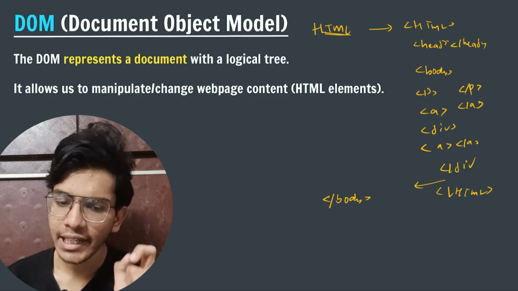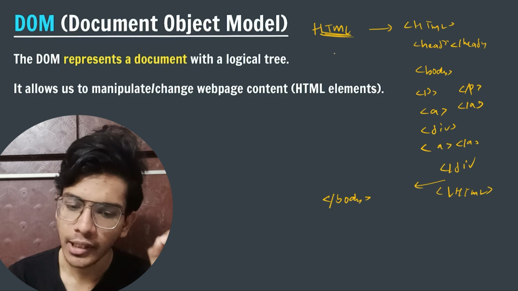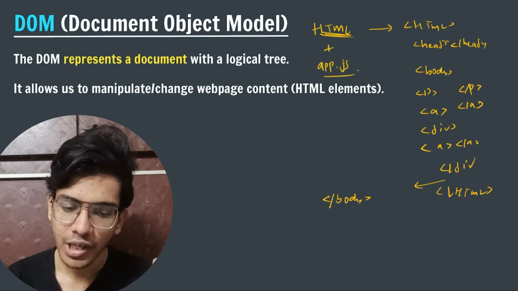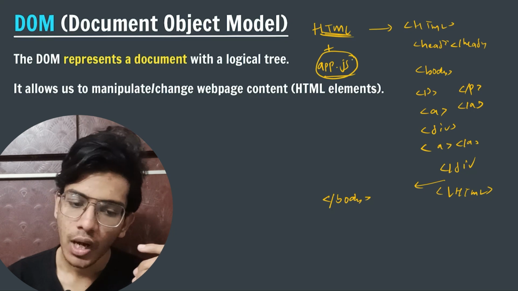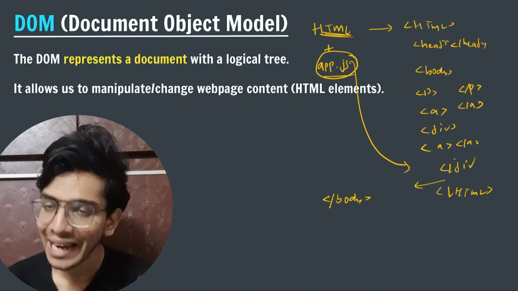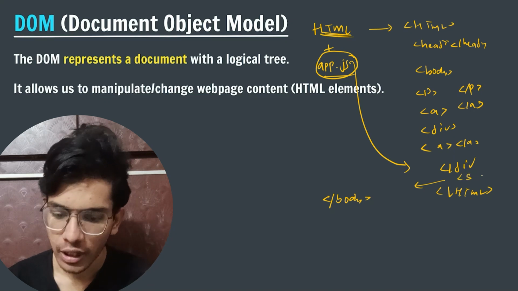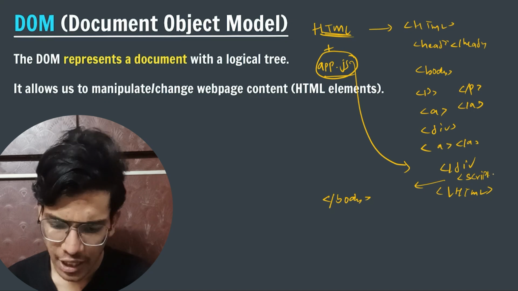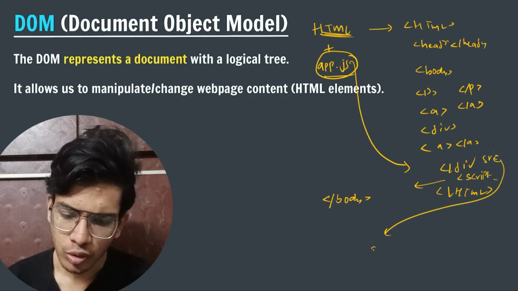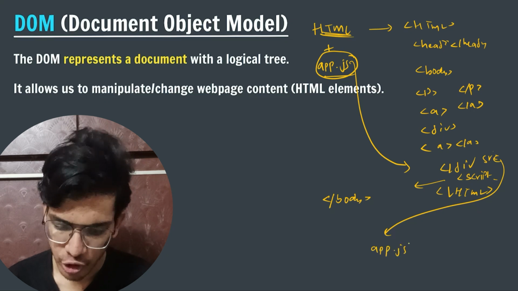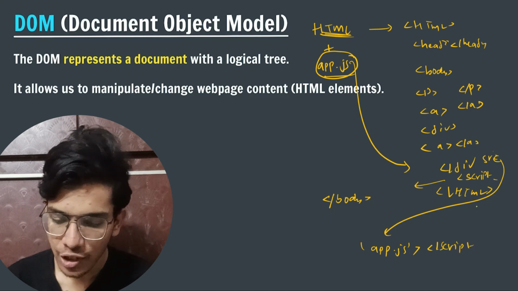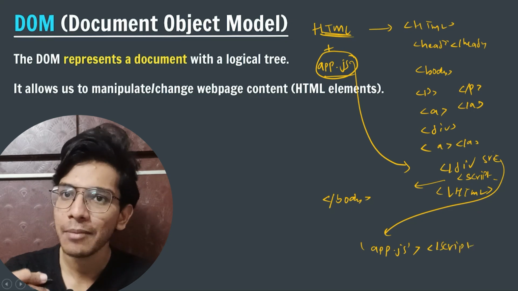Now let's say that for this HTML document I have connected my JavaScript file. Let's say my JavaScript file is app.js. I am connecting this JavaScript file with my HTML at the end of my body. So here I will add my script tag, src equals app.js. Now I have connected this script tag with my HTML document.